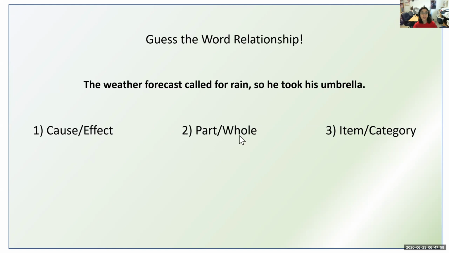All right, so on your piece of paper, you can just write the number 1, and then you're going to write down whichever word relationship you think best fits this sentence. The weather forecast called for rain, so he took his umbrella. Again, the weather forecast called for rain, so he took his umbrella. So on your piece of paper, after writing the number 1, write either cause effect, or part whole, or item category, whichever you think that this word relationship best represents. So you'll be writing down just one of these options.